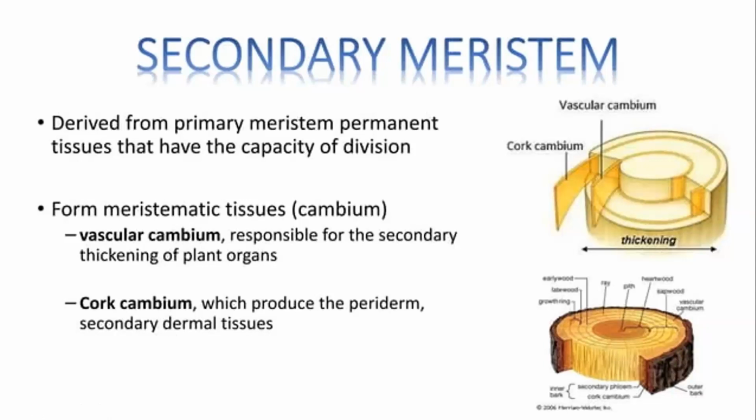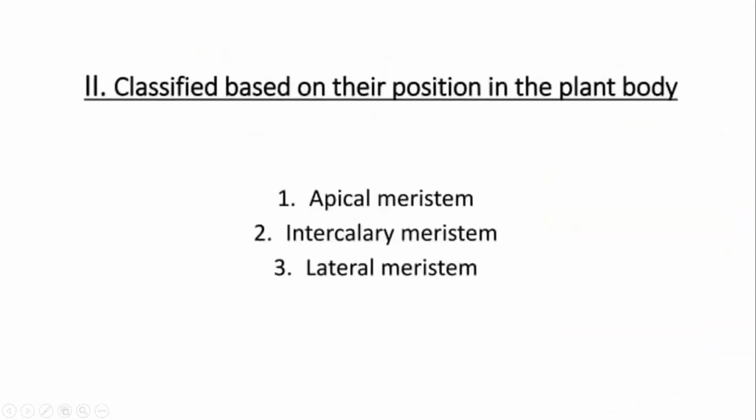The vascular cambium is present in the vascular bundle, in between the xylem and phloem, and helps in the production of secondary xylem and secondary phloem. Whereas the cork cambium is present in the cortex region, and during secondary growth it forms cork, the outer layer. It mainly helps in protection.